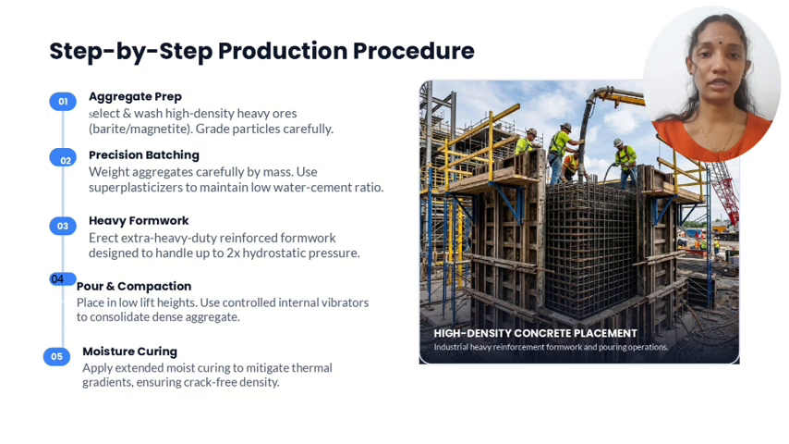Third, strong reinforced formwork is prepared because the concrete is much heavier than normal concrete. Fourth, the concrete is poured in layers and compacted using an internal vibrator to remove air voids. Finally, the concrete undergoes extended moist curing to prevent cracking and achieve maximum strength.